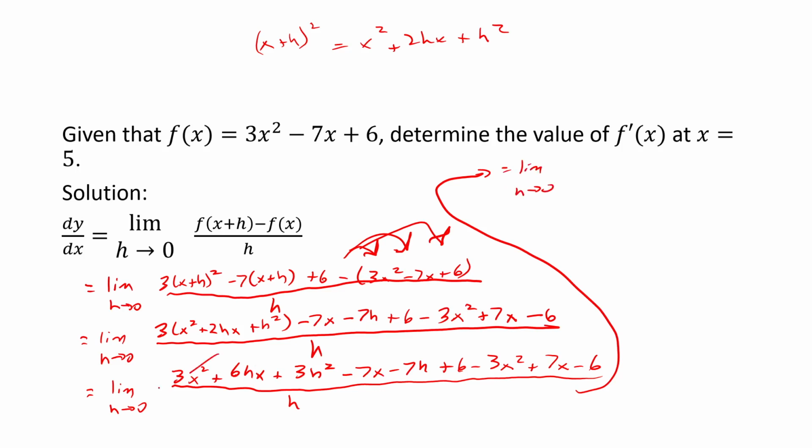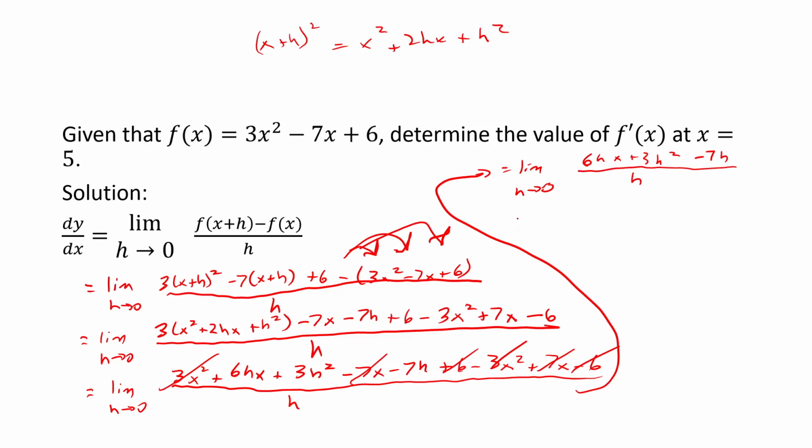The 3x squared terms cancel each other out. The negative 7x and positive 7x cancel out. The positive 6 and negative 6 cancel out. So what I have is the limit as h goes to 0 of 6hx plus 3h squared minus 7h all over h. Now, if I plug in an h value of 0, I'll get 0 over 0.